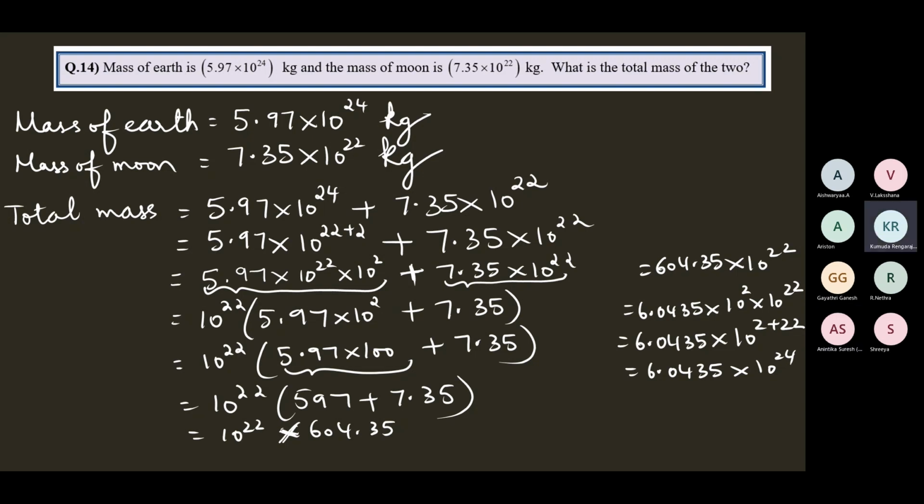Ma'am, it was before 604.35. How did it change to 6.0435? Yeah, 604.35 in the standard form is 6.0435. Okay.